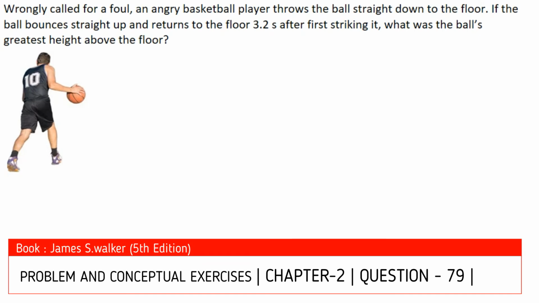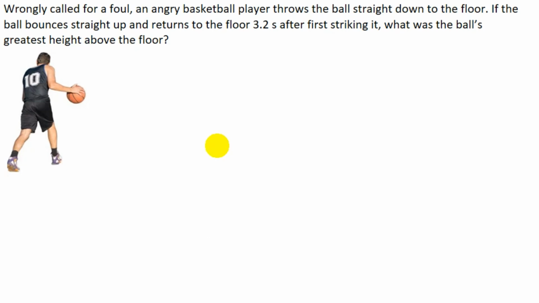So here in this question, we are given this basketball player that throws the ball straight down to the floor, and then the ball bounces straight up and returns to the floor in just 3.2 seconds. Now let me first show this on the figure. So after striking the floor, the ball rises straight up, reaches the maximum height, and then goes back to its original position like this. Now the time taken during this motion is just 3.2 seconds. Now what we need to calculate is the ball's greatest height above the floor.